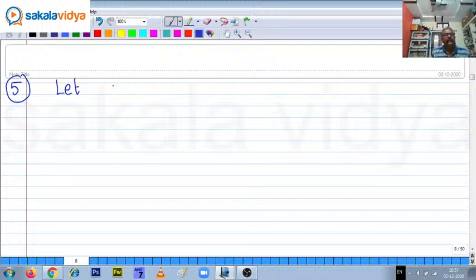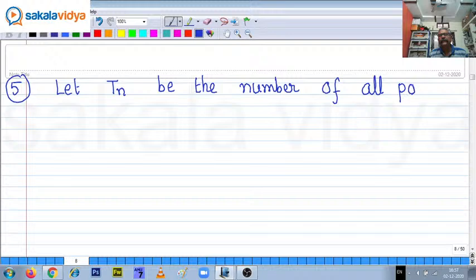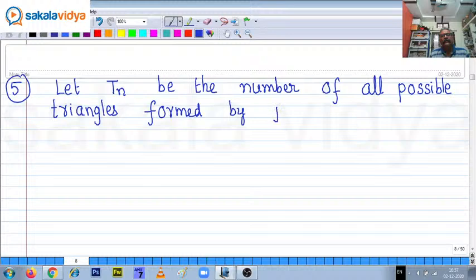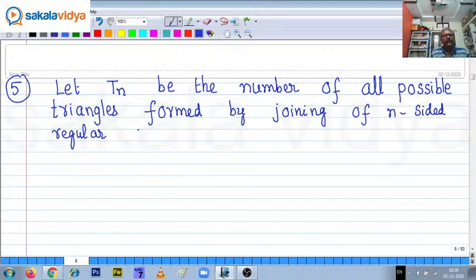So let Tn be the number of all possible triangles formed by joining the vertices of an n-sided regular polygon.